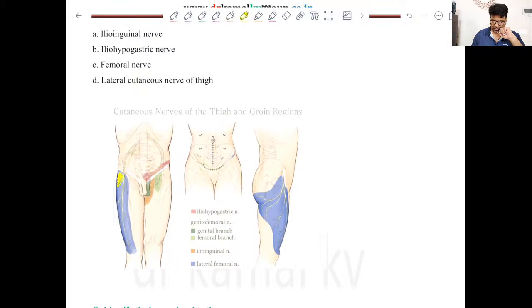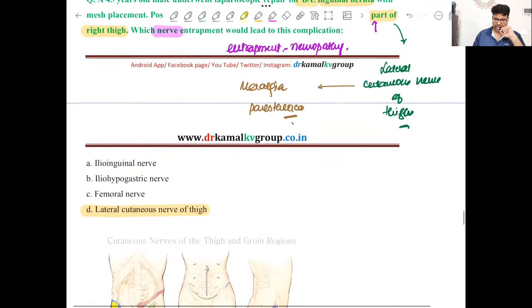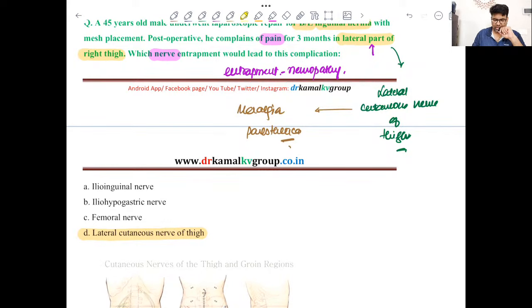The patient will come to you and say that there is numbness, pain, tingling, burning sensations on the lateral aspect of the thigh. So the moment you get this kind of presentation, the answer has to be lateral cutaneous nerve of thigh. Very classical presentation for Meralgia paresthetica, especially this area. This is all territory of the lateral cutaneous nerve of thigh, and it can be involved post-operatively.